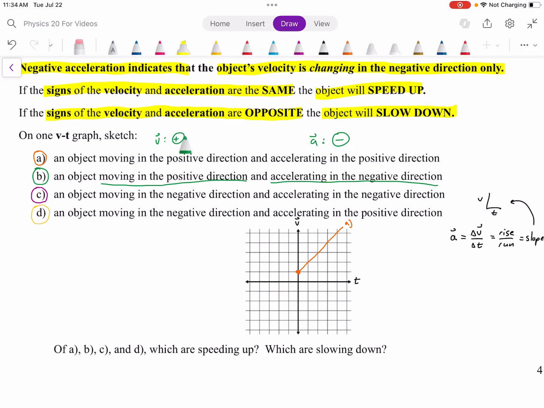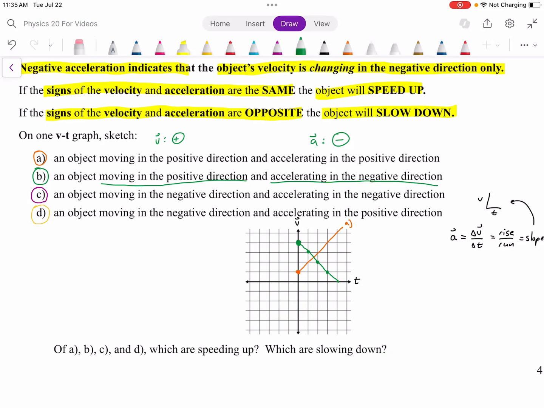Right? It's going to slow down, opposite signs. Its velocity is positive, but it's changing each second in the negative direction. So just to give ourselves enough room here, let's say it's starting out moving in the positive direction, but it's changing in the negative direction. So maybe 1 second later, it's only going that fast. Still moving in the positive direction, but getting slower, right? Changing in the negative direction.